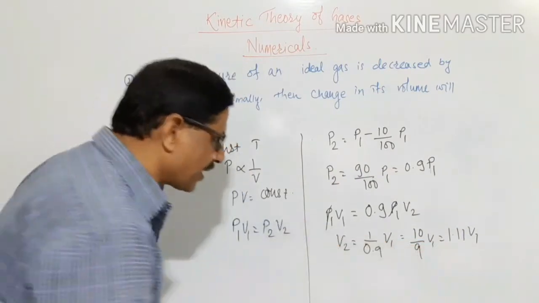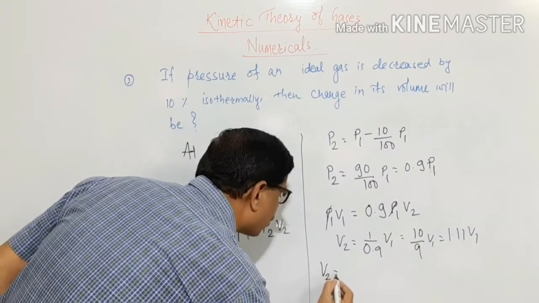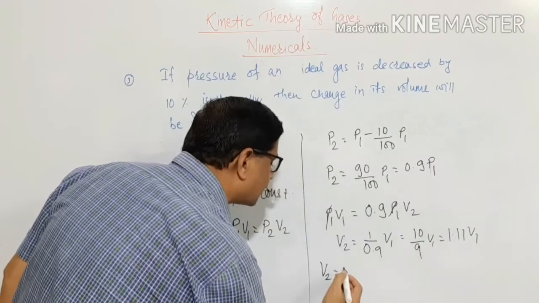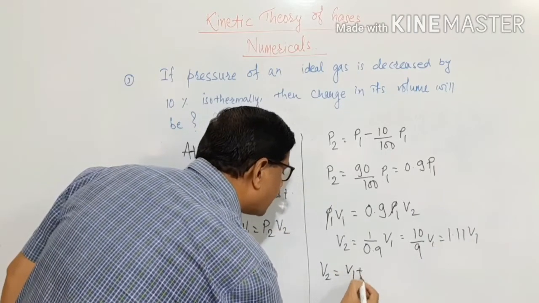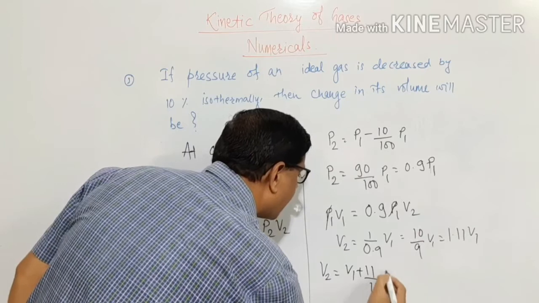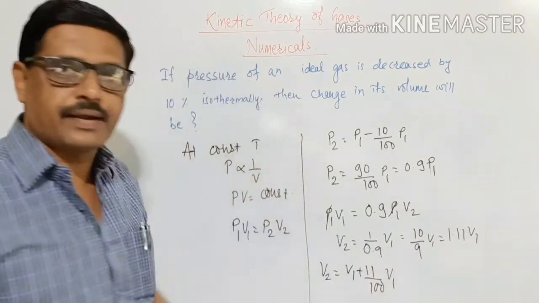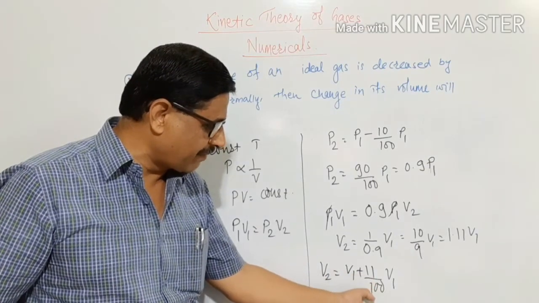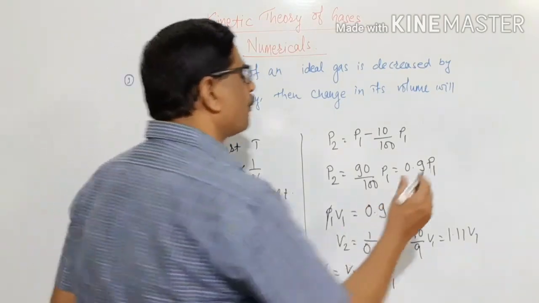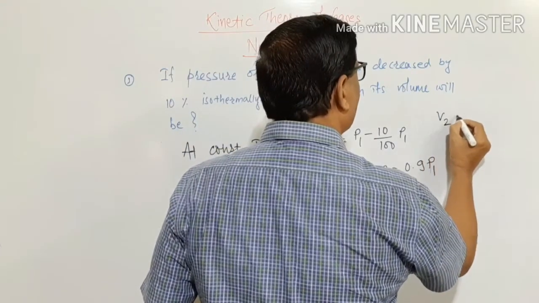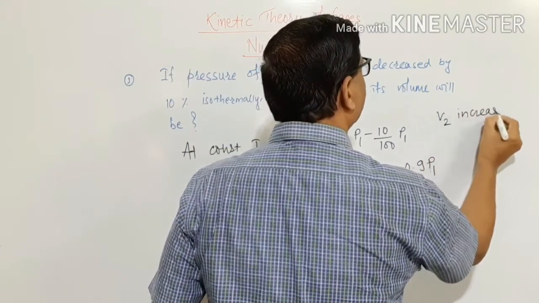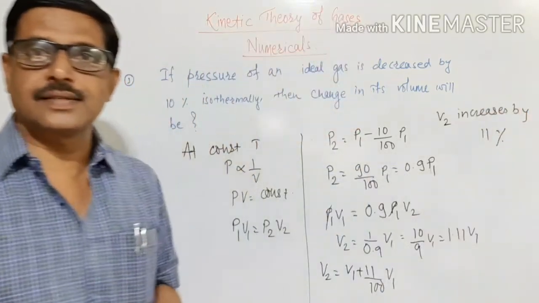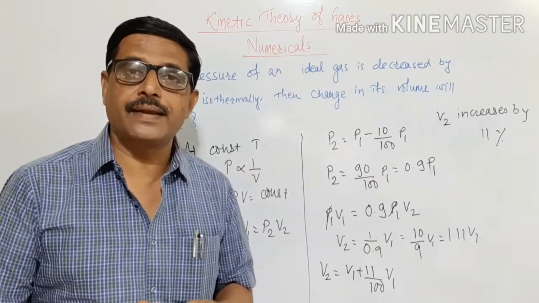Now, I will write this as V2 is equal to 1.11 V1. It means that it is V1 plus 11 divided by 100 V1. V2 is equal to V1 plus 11 divided by 100 V1. Therefore, V2 increases by 11%. This is the expected answer.